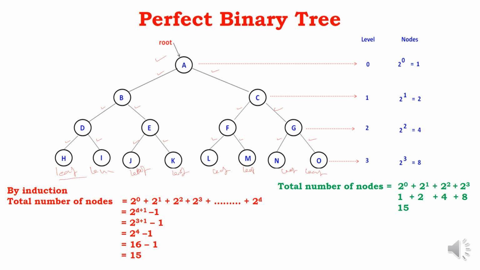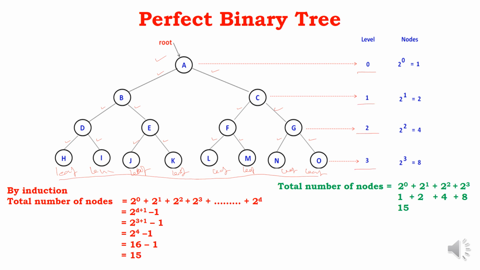So all leaf nodes are at the same level. So it satisfies both the conditions. All non-leaf nodes are exactly having two children and all leaf nodes are at the same level. So there are four levels: level 0, level 1, level 2, level 3.